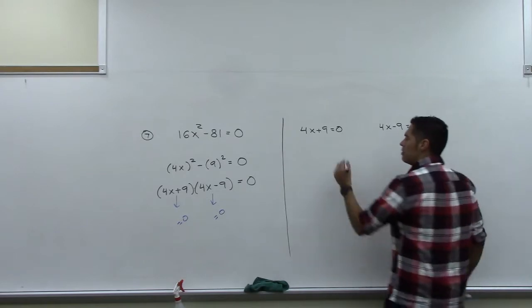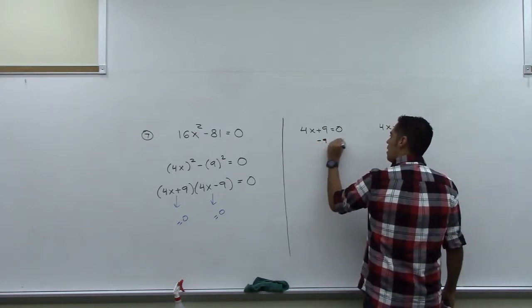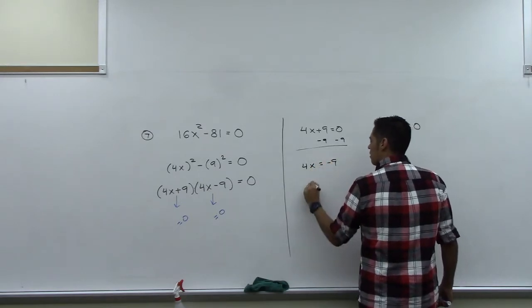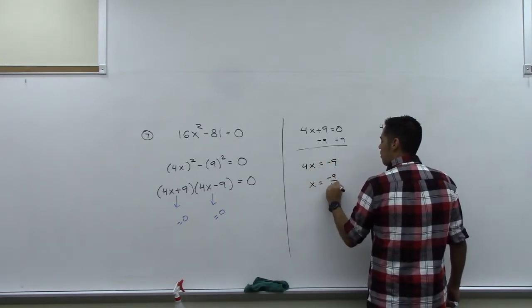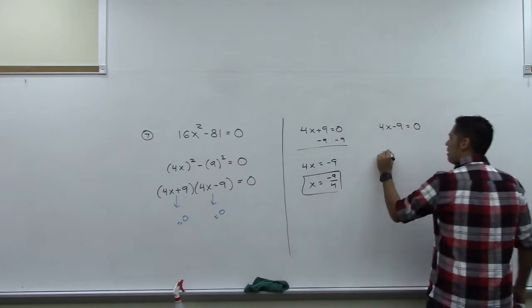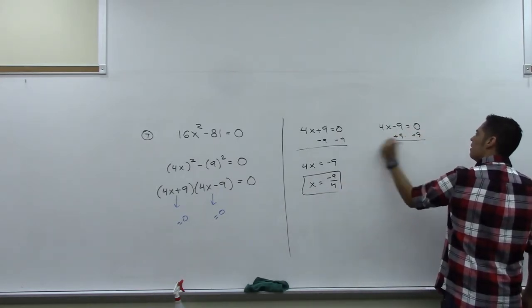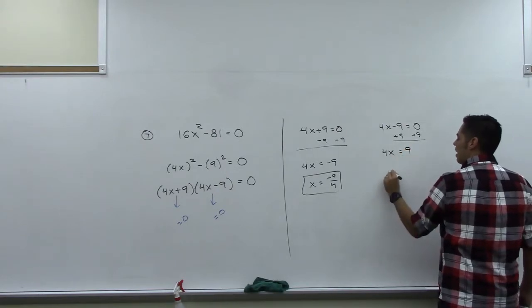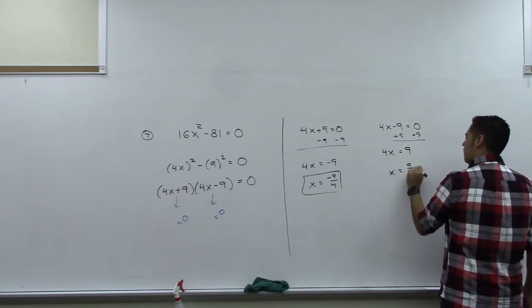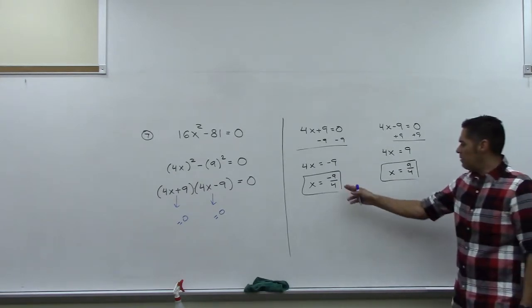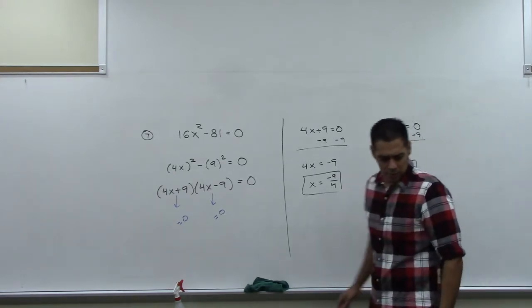So to solve these, you've done these plenty of times, minus 9 on both sides. 4x equals negative 9, and then divide by 4, x is negative 9/4. Okay, over here, 4x, move the 9 to the other side by adding 9 to both sides. And you get 4x is 9, so x is positive 9/4. So you have two solutions in this problem. It is negative 9/4 and positive 9/4.